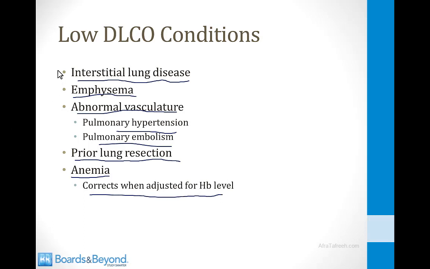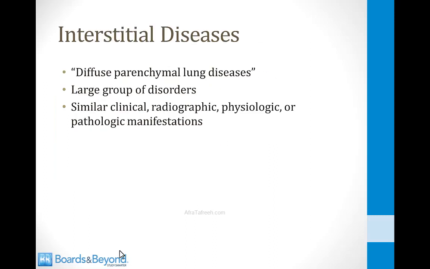So note that not all of these things give a restrictive lung pattern, so you can see a DLCO that is low in diseases that aren't restrictive. The primary restrictive disease that has a low DLCO is interstitial lung disease. So let's talk in a little bit more detail about the interstitial lung diseases.